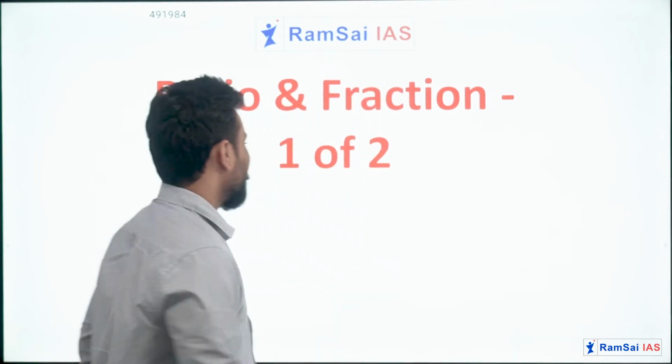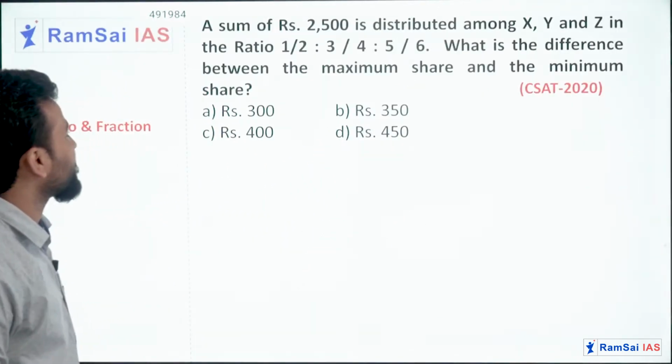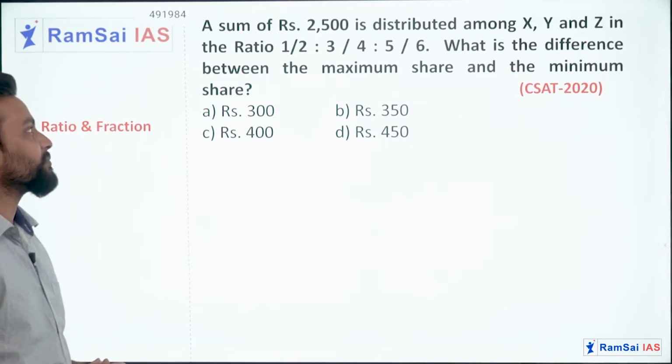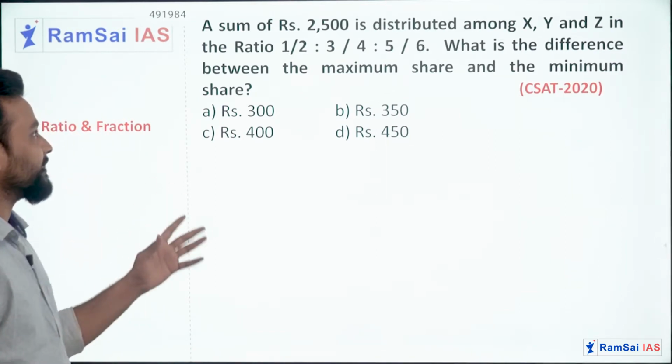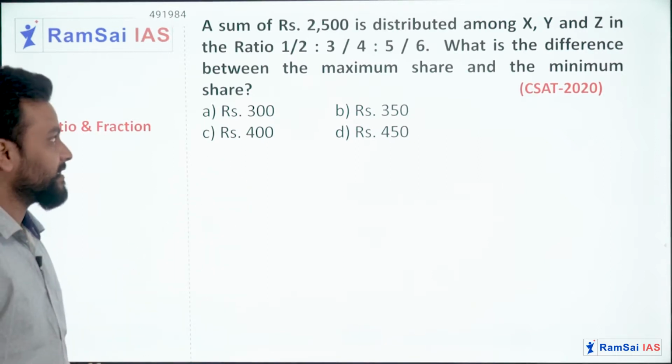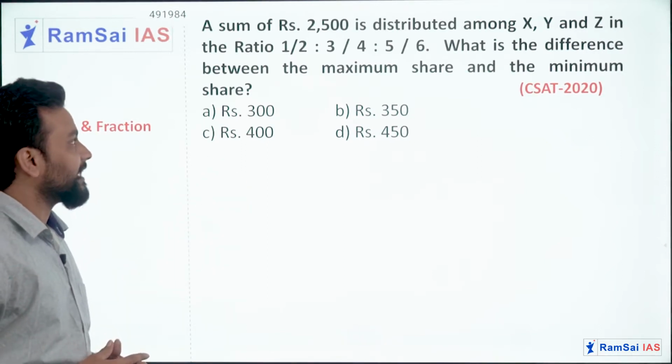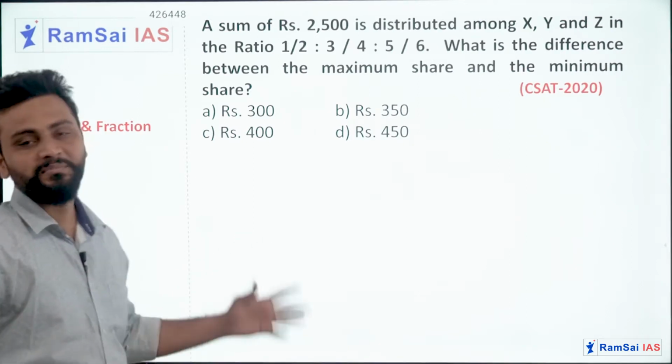Today we are going to solve a few questions on ratios and fractions. Just read the first problem. A sum of 2500 rupees is distributed among x, y and z in the ratio 1 by 2 is to 3 by 4 is to 5 by 6. Then what is the difference between the maximum share and the minimum share?